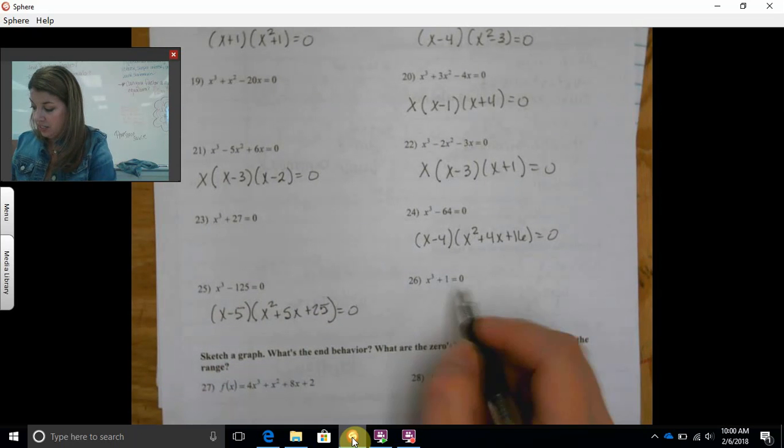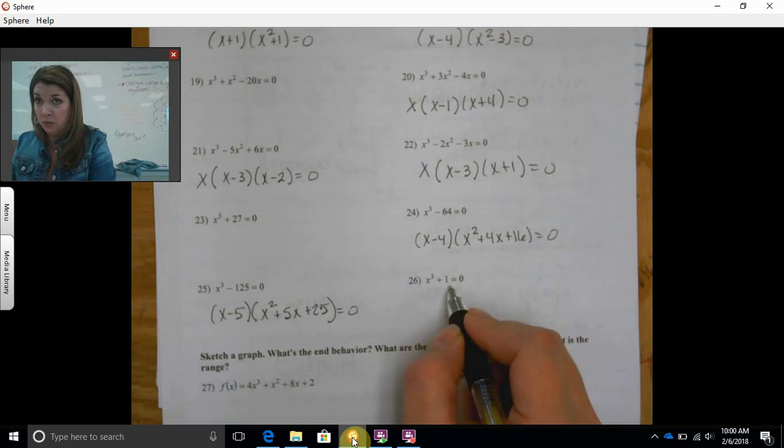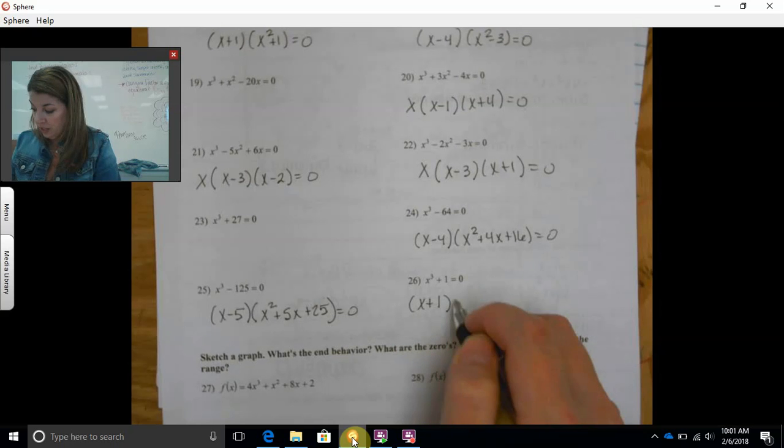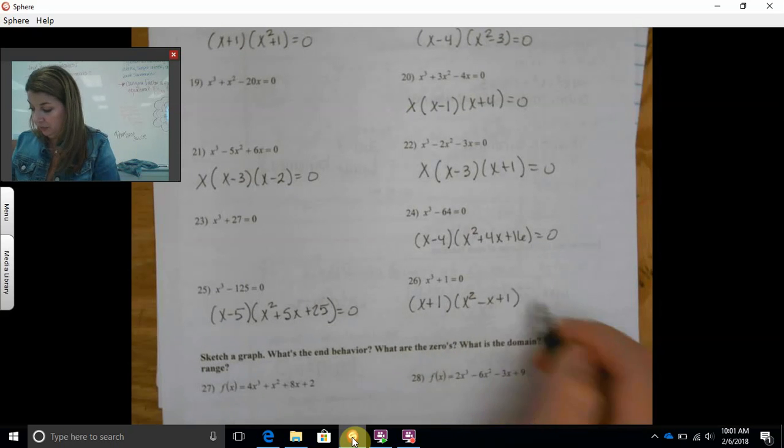26 is a sum of cubes. Remember, 1 is a perfect cube. 1 times 1 times 1 is 1. And the answer is x plus 1 times x squared minus x plus 1 equals 0.